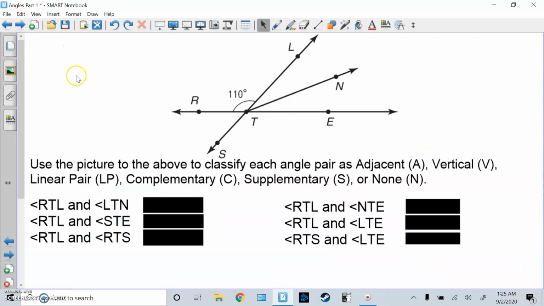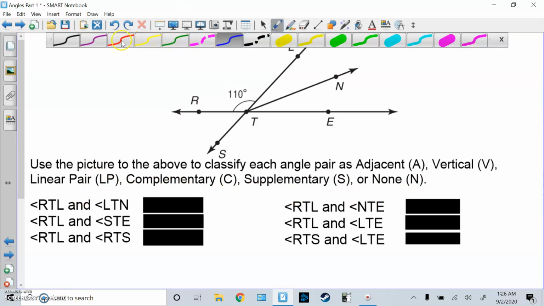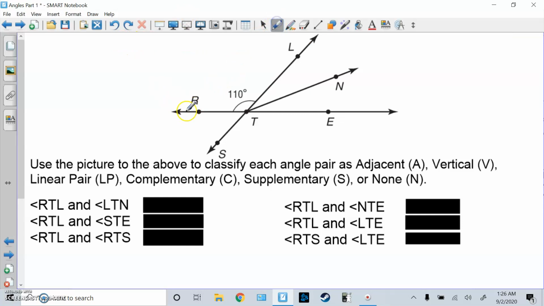Alright, last slide. Use the picture above to classify each angle pair as adjacent, so we'll abbreviate A, vertical for V, linear pair is LP, complementary C, supplementary S, or N, none. All right, RTL. So RTL, R to T to L is this top piece right here. Then L to T to N. So starting at L to T to N, it's this piece. These two are adjacent. They're side by side. They share LT. Now I don't know their measure, so I can't say it's supplementary or anything else. So it's just adjacent.